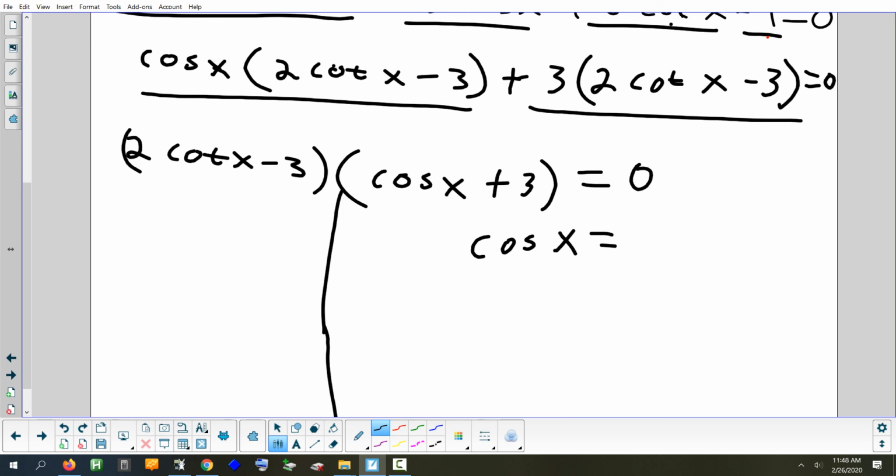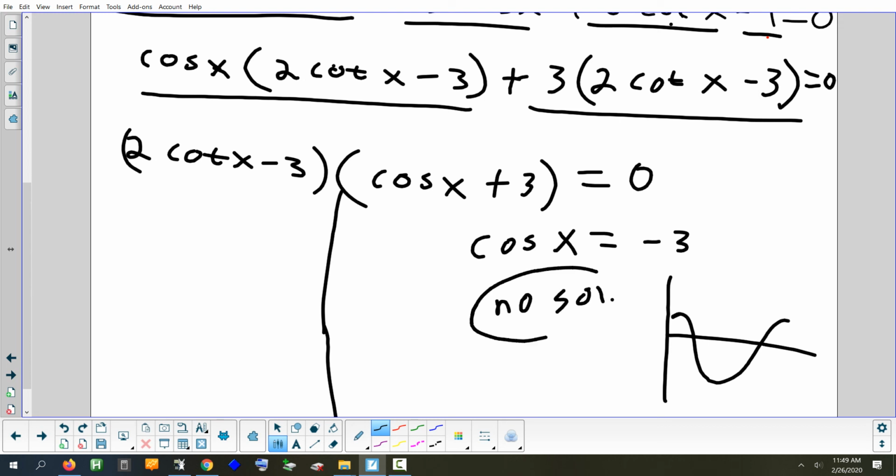If you set the one on the right equal to 0, it would be cosine x equals, what would go on this side of the equal sign? Negative 3. Now, think about the graph of cosine. When you draw cosine, it looks like this. Where does it hit negative 3? Never. It doesn't. The highest is 1, the lowest is negative 1. So there is no solution from this part. So you don't have to worry about any answers there. If you're not sure, take the inverse cosine of negative 3 and you'll get an error.